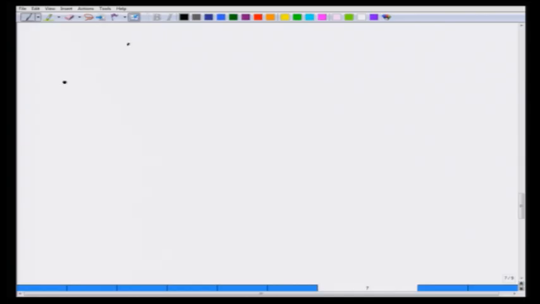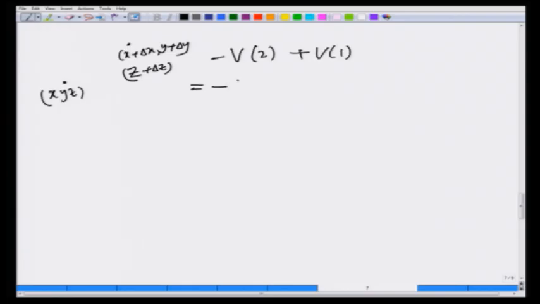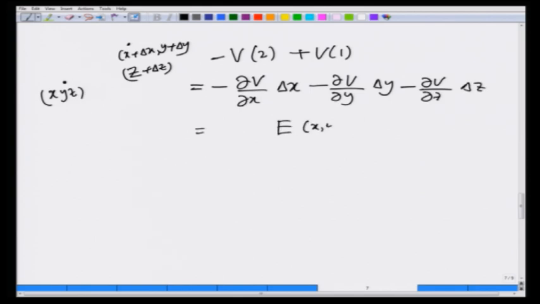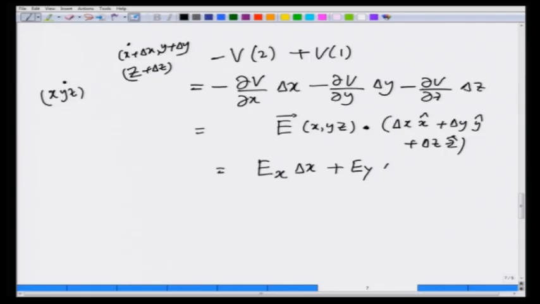Okay, so, between points 1 and 2, x, y, z, x plus delta x, y plus delta y, z plus delta z, we have seen that minus V at 2 plus V at 1 is minus partial V partial x, delta x minus partial V partial y, delta y minus partial V partial z, delta z, and this is equal to E, let us say at x, y, z, dot dl, which is going to be delta x in x direction plus delta y in y direction plus delta z in z direction, which is equal to E x delta x plus E y delta y plus E z delta z.